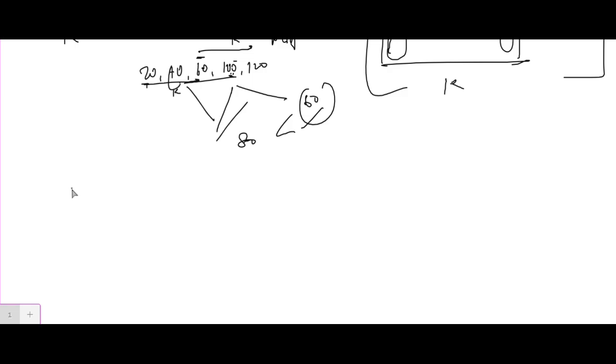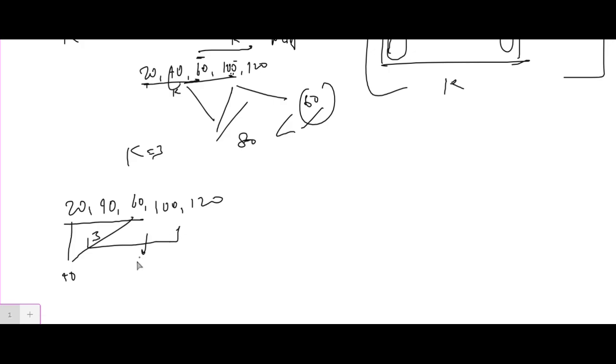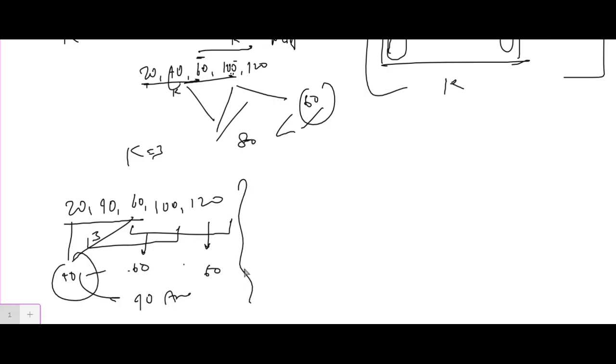Here in this case, the array is 20, 40, 60, 100 and 120, and since k is 3, we create a window of size 3 and find the difference between the first and last index, which is 40. Then we slide the window, and here the difference is 60. Slide again, and here the difference is 60. Of all these the minimum is 40, so we will return 40 as our answer. So this is our approach.